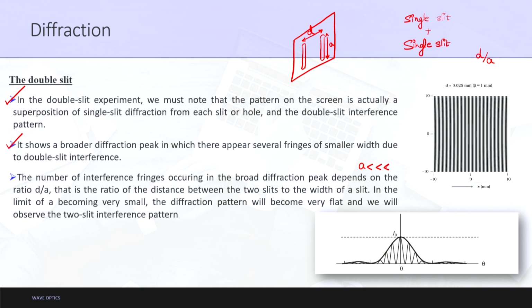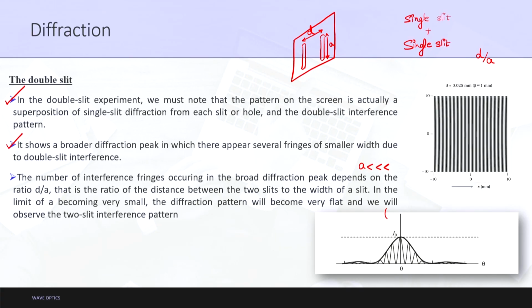a is becoming very small, the diffraction pattern will become very flat and we will observe the two slit interference pattern. So, in the scenario in which we assume that a is very small, so it is assumed to be a pinhole, then we can see an interference pattern which is very flat, similar to this scenario here. So, this is the complete concept: double slit is nothing but a superposition of two different single slit diffraction patterns.